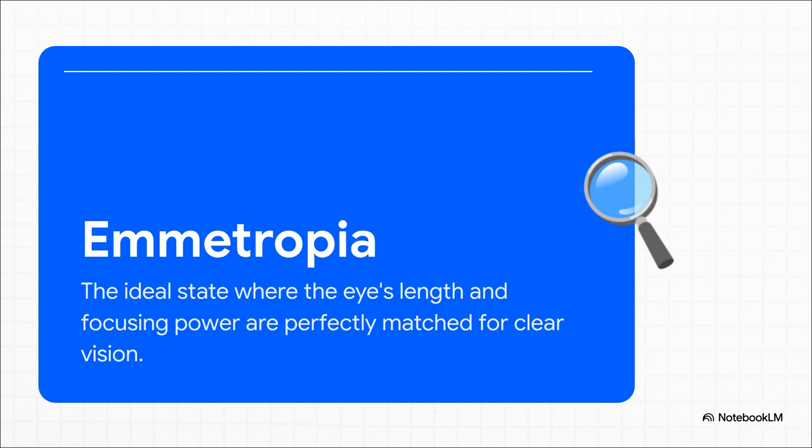And you can think of it as just perfect optical harmony. The length of your eyeball, from the very front to the very back, is in perfect sync with the focusing power of your cornea and lens. When that happens, light comes in and lands precisely on the retina, giving you a crystal clear image. That's the ideal we're aiming for.